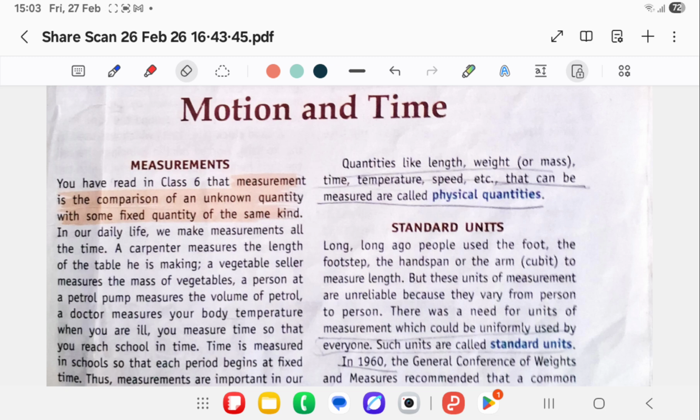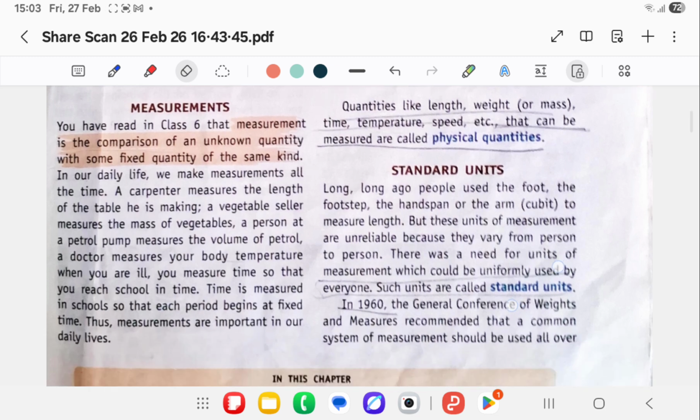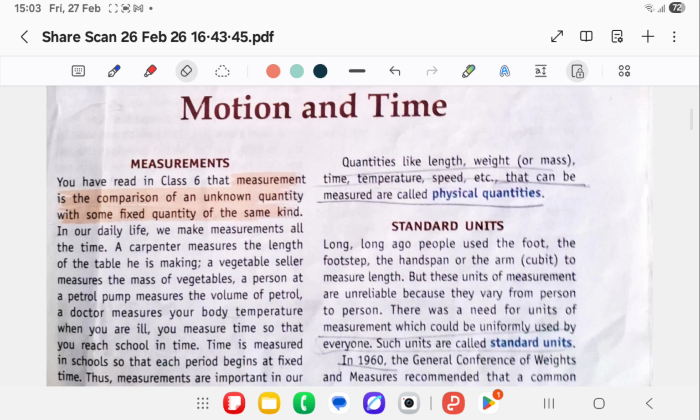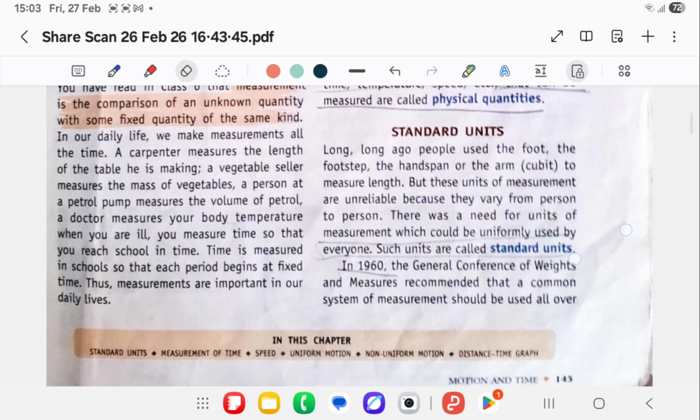Clear? So everywhere, whenever we want to measure something, we have a known quantity for which we have done the standard measurement, and another which we do not know, so we compare and get our answers. Now, physical quantities. What are physical quantities? Those which can be measured. Quantities like length, weight, time, temperature, speed, sound, everything that can be measured is termed as a physical quantity. Now, standard units.